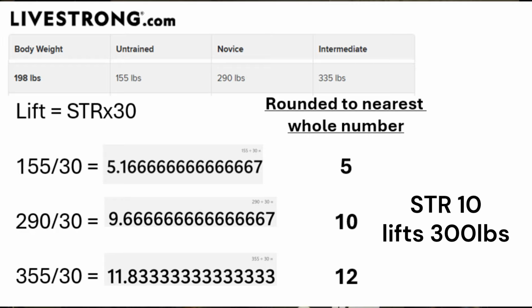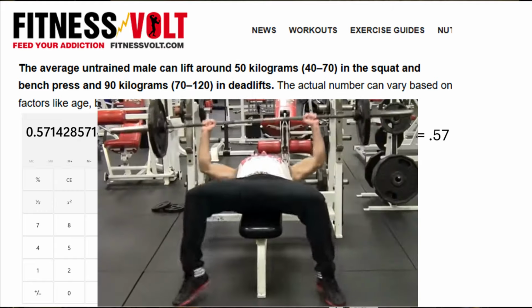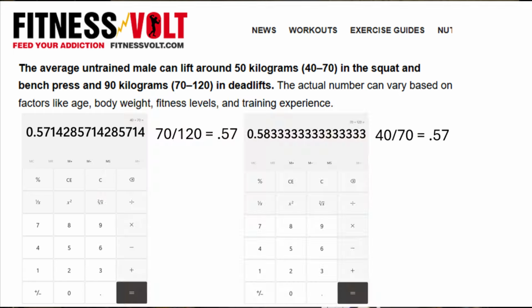But not all of us do deadlifts. So what other metric can we use? Well, here it lists squat and bench press. And one thing a lot of people know is bench press. How much can you bench press? How many times have you heard that? On Fitness Volt, they show you how much you can squat or bench press at 40 to 70 pounds for an untrained male. And they also show you how much the deadlift is, which is 70 to 120 pounds.